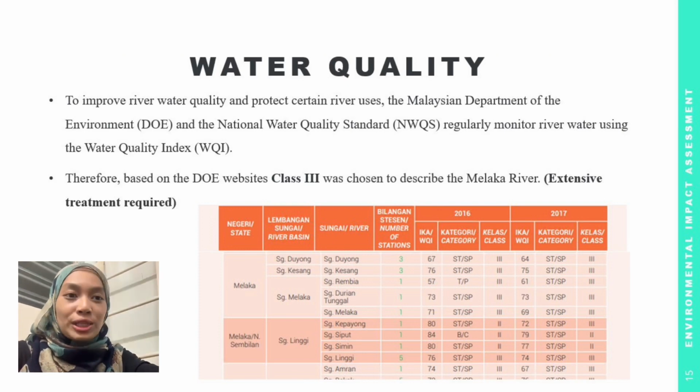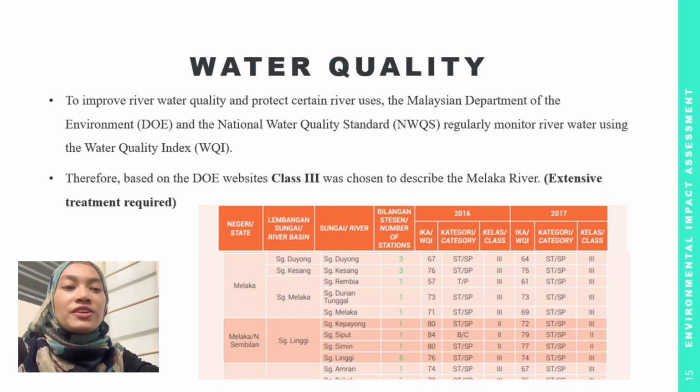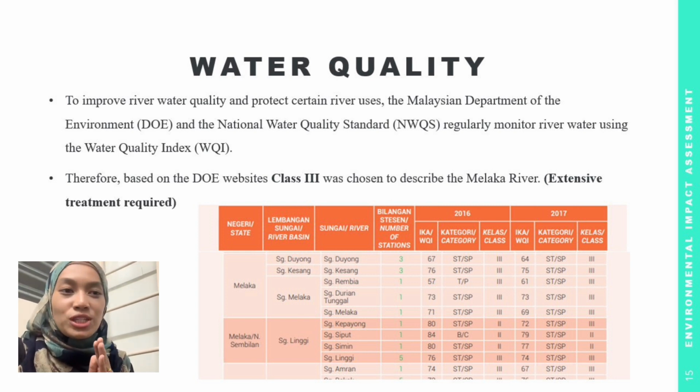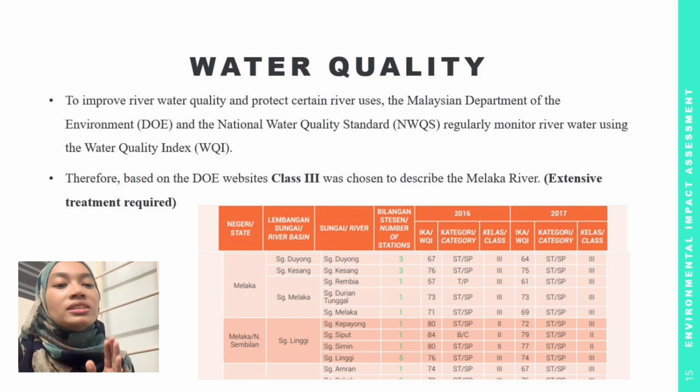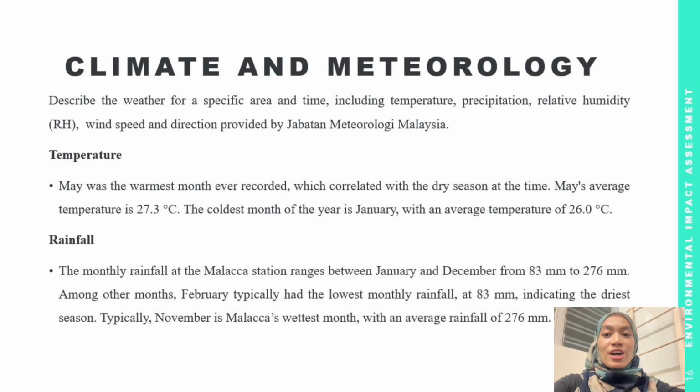Alright, so for the water quality, it is important to improve river water quality and protect certain river uses. The Malaysian Department of the Environment (DOE) and the National Water Quality Standard (NWQS) regularly monitor river water using the Water Quality Index, which is WQI. Therefore, based on the DOE website, Class 3 was chosen to describe the Melaka River and the extensive treatment required for this river. As you can see here, there is a table that shows Sungai Melaka is stated in Class 3. Okay, so we will continue to the climate and meteorology.